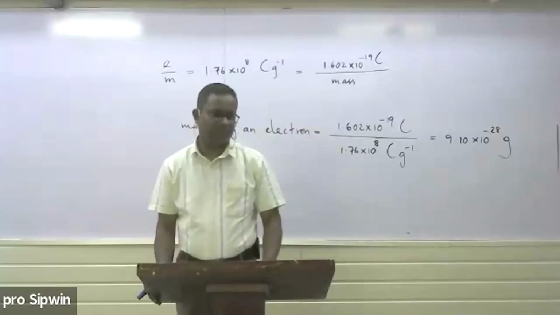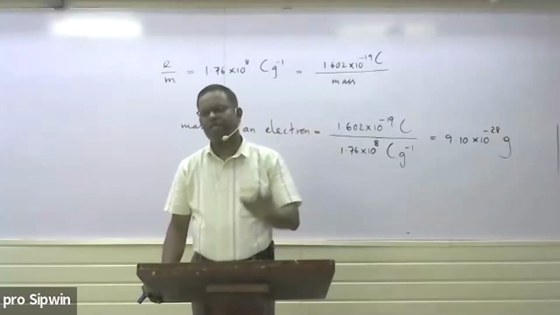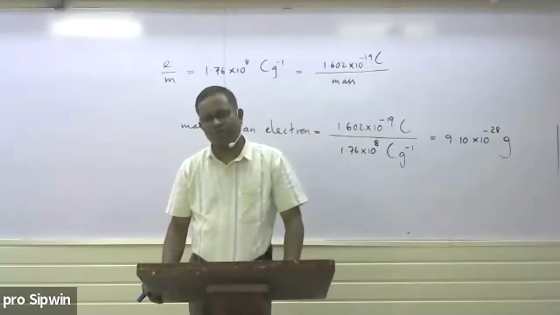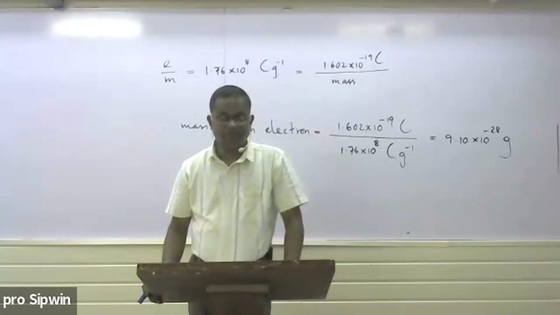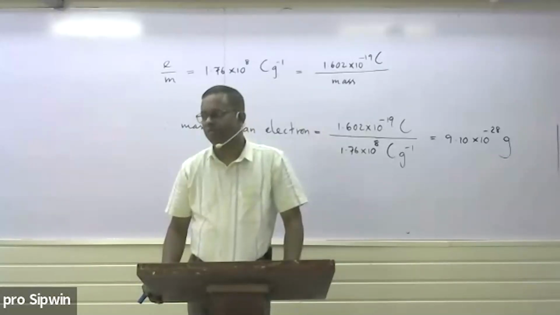10 to the power minus 28. Negligible. Later, in comparison of electrons, protons, neutrons, we assume the mass of an electron is negligible, relatively, nearly 0.